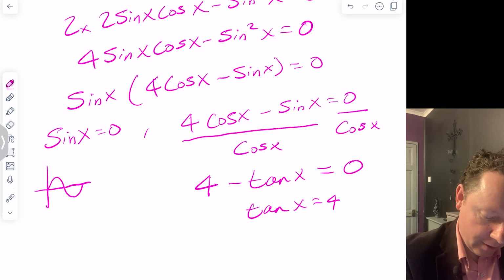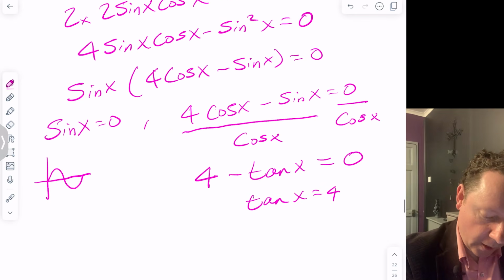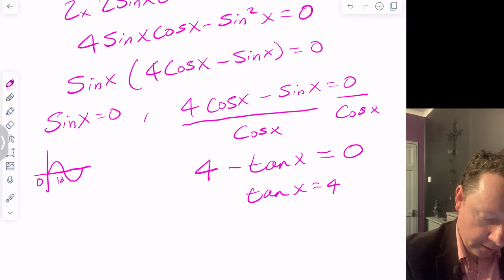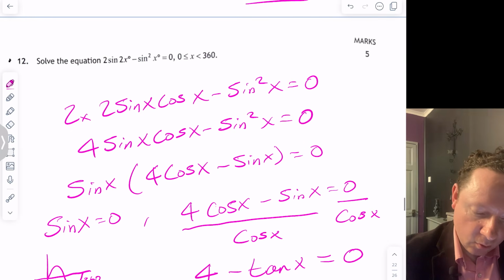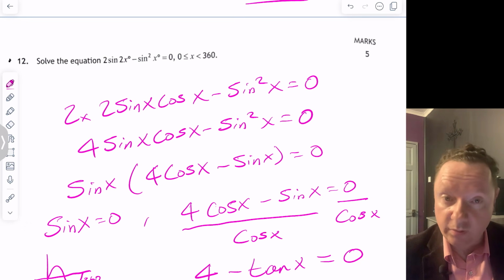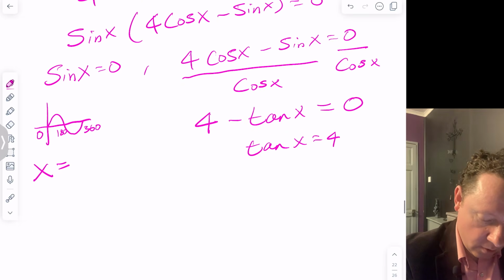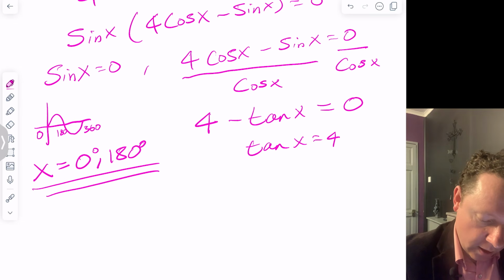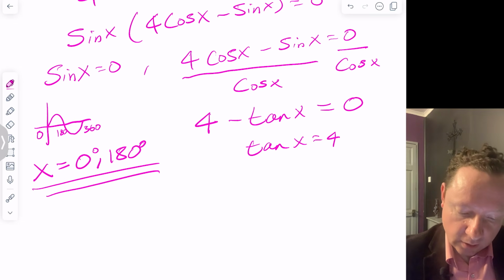There's your graph there. And we're in radians or not? Nope. So you've got 0, 180, and 360. Now be very careful here. The limit for x is 0 less than or equal to x, so 0 counts, but then less than 360. So 360 doesn't count. So it's just 0 and 180 degrees for this one. 360 does not count, it's outside our range.